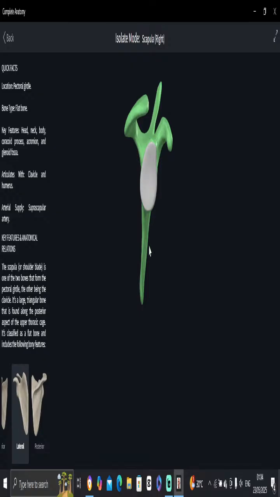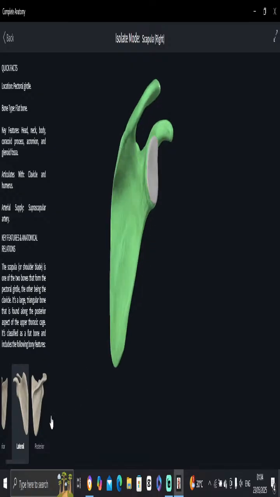If we look strictly lateral, we can see the scapula projecting laterally, anteriorly, and a little bit superiorly. That's why we can see the glenoid cavity. So from the scapula, the glenoid cavity actually projects laterally, anteriorly, and superiorly.